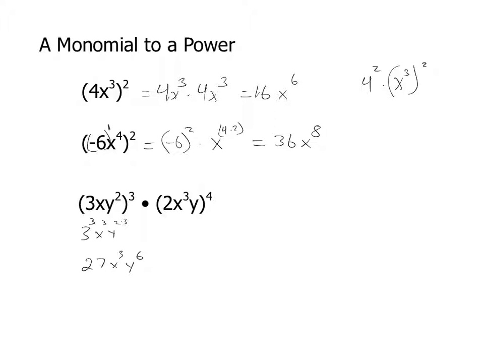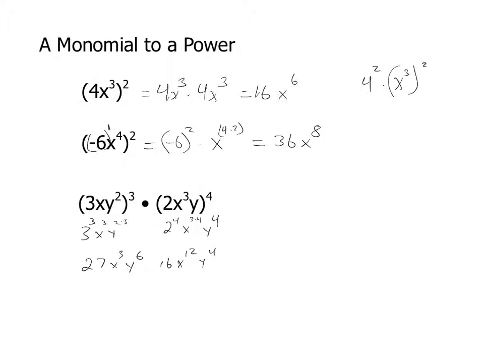And now if I do it to my right side, I need to do 2 to the fourth times x cubed to the fourth times y to the fourth. Well, let's see, 2 to the fourth is 16. So I get 16 x to the 12th and y to the fourth.